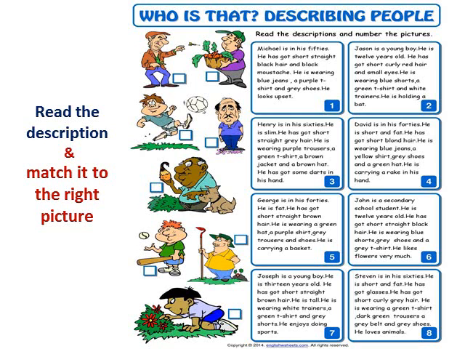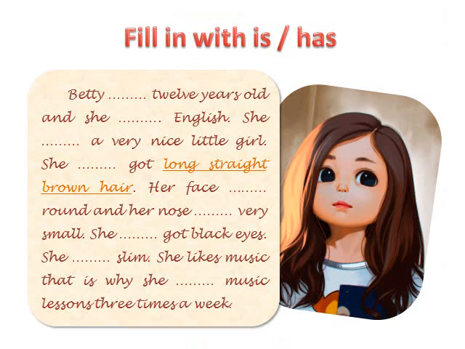Go on, read the paragraphs and try to match the description to the most suitable picture. While reading, pay attention. How do they describe people? Reading the previous descriptions, now you can know where to use the verb to be or the expression have got to describe people. What you're going to do now is to finish the paragraph using either is or has. Let's read the paragraph together. Betty, 12 years old, and she, English.